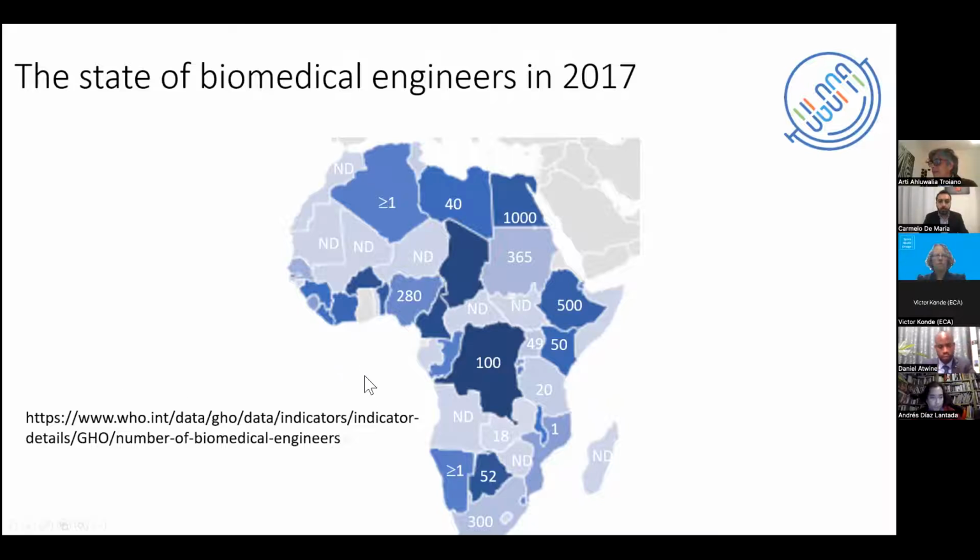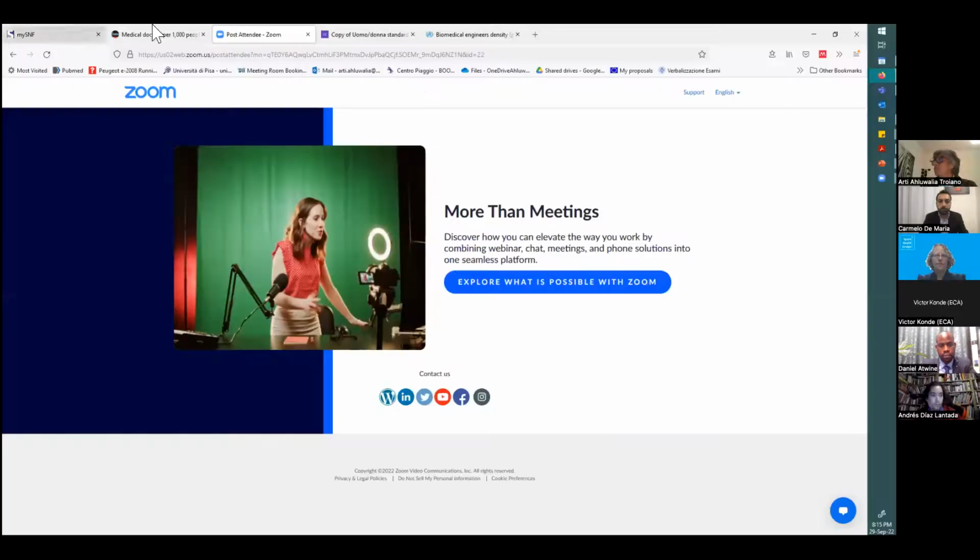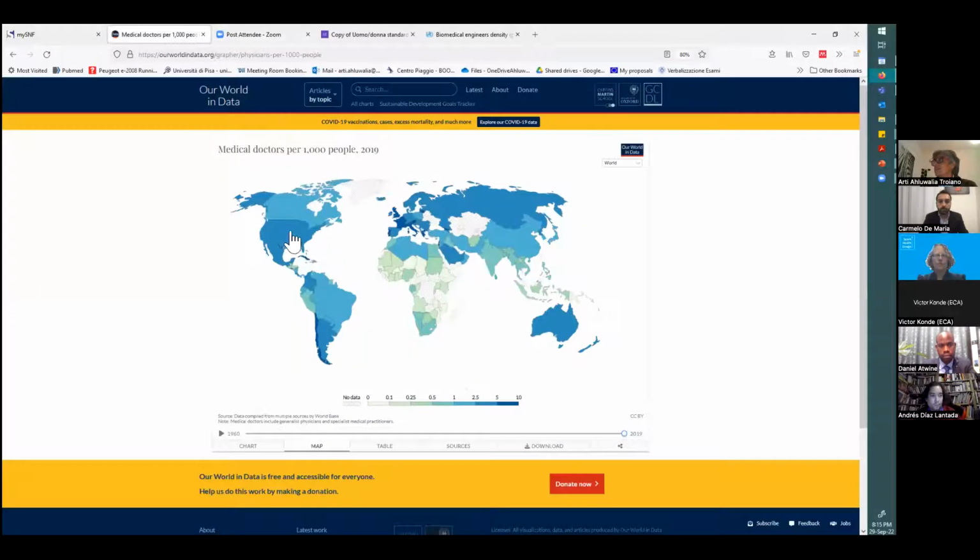If you compare this with the number of doctors, I think the data are actually quite alarmingly different and possibly worrying. So this is the number of medical doctors per 1,000 people in 2019. In some countries, you have 10 doctors per 1,000 people. And these numbers are much, much higher than the biomedical engineers.